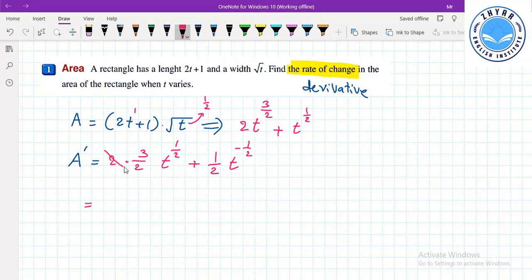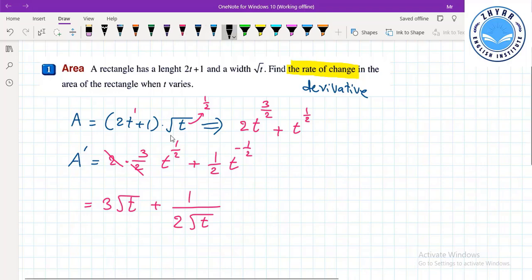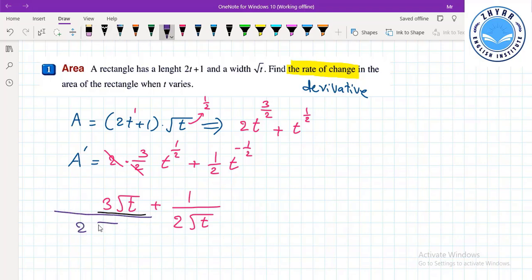Simplifying, 2 cancels 2. Here I have 3 square root t plus 1 over, this 2 is already down, stays down, square root t. This is the answer. If in the multiple choices they simplified it more, we can find common denominator. The common denominator is this denominator, so we write it up and down. We write it 2 radical t down and 2 radical t up. Then multiply, simplify, we can get the final answer as one fraction.